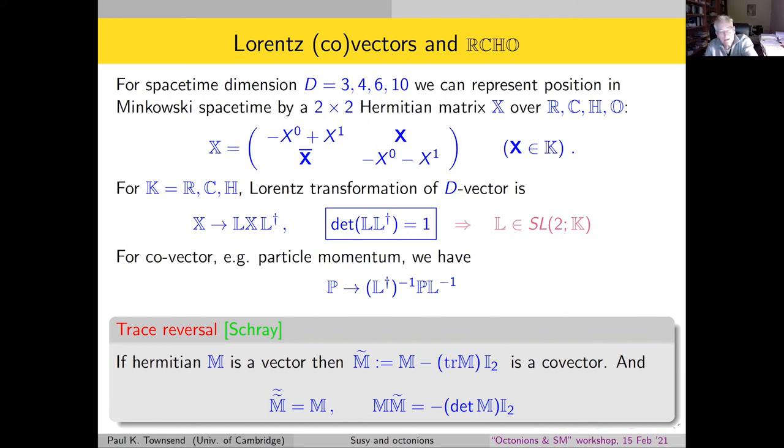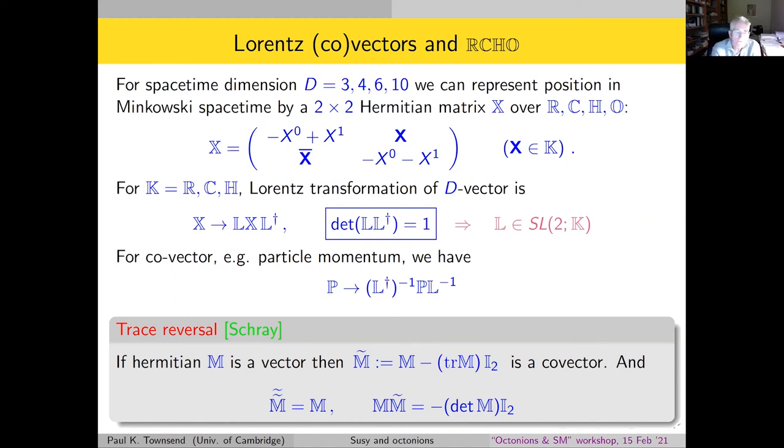So L is an element of SL2K, and you define it by this relation here. It's not actually the determinant of L, because that's not defined generally over K. It's defined for the reals and complex numbers, but not for the quaternions or the octonions. But if you take LL dagger, then that's Hermitian. So then the determinant is defined over the quaternions, and even for the octonions, provided they're only 2x2 or 3x3 matrices, which is the case here, of course, 2x2. So that defines that group, and you get an action from L from the left and L dagger from the right. And that's a vector.